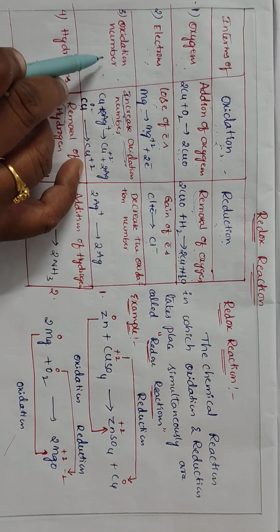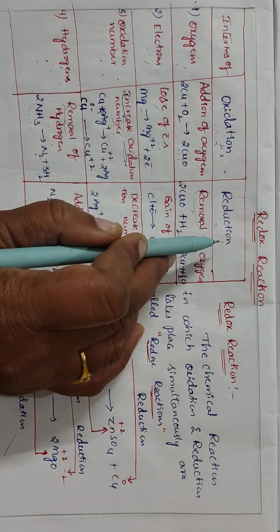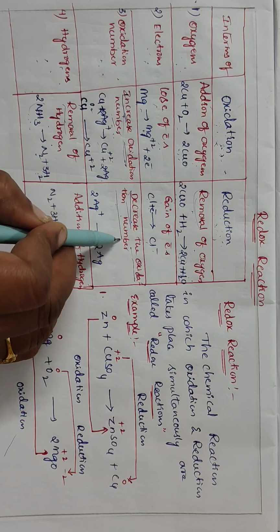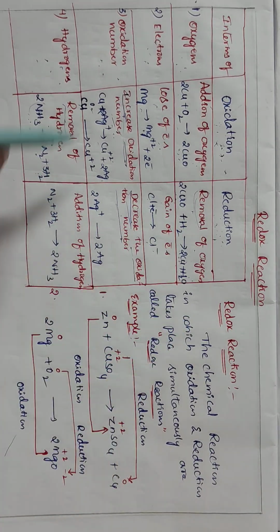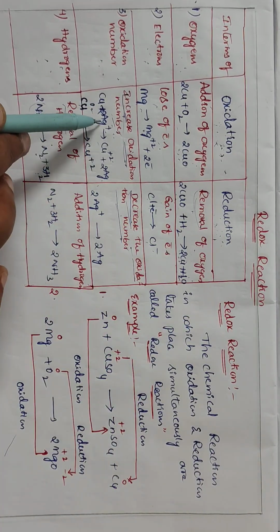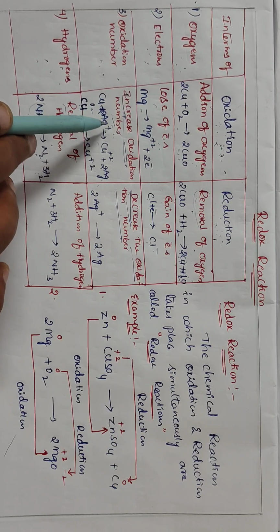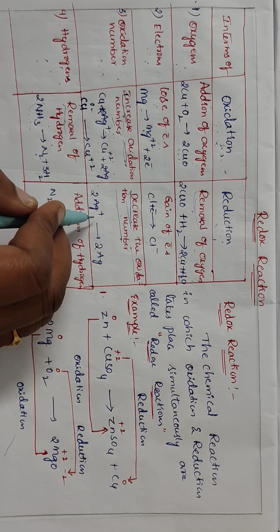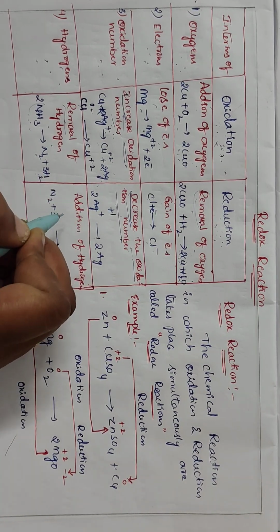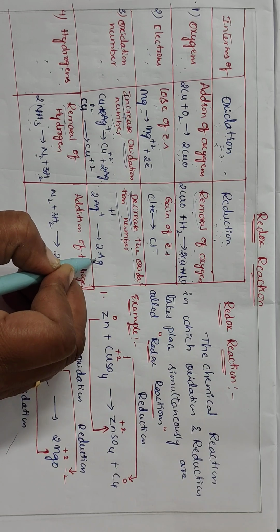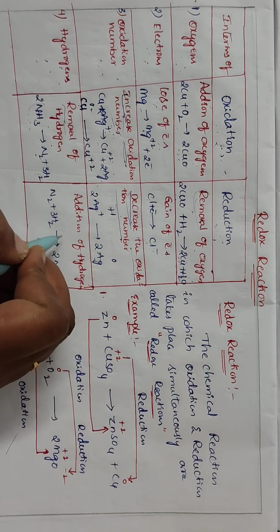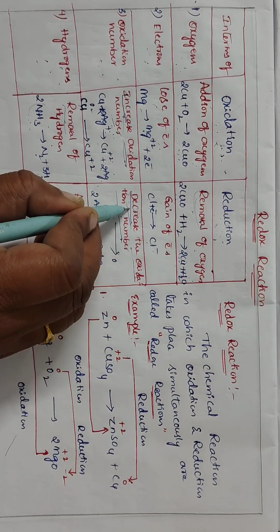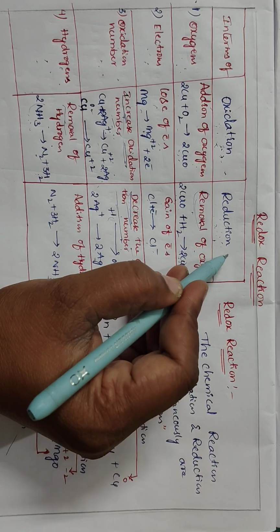Next, in terms of oxidation number, what is the definition of reduction? Decrease in the oxidation number is called reduction. In this example, if you take Ag, 2Ag+ and 2Ag. Here Ag+ means plus 1 oxidation number. Already said, in the elementary state all the elements have 0 oxidation number. So plus 1 to 0 means a decrease in the oxidation number. So decrease in the oxidation number is also called reduction.